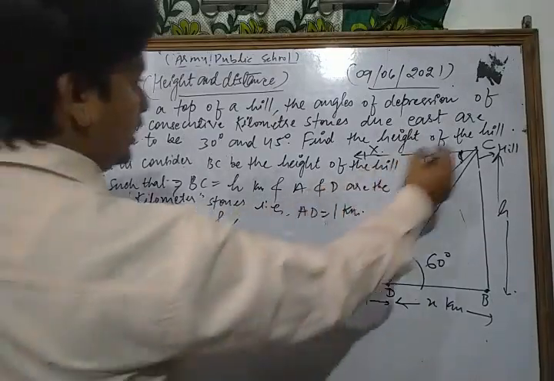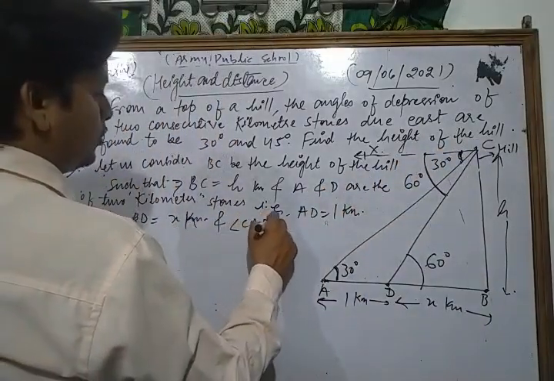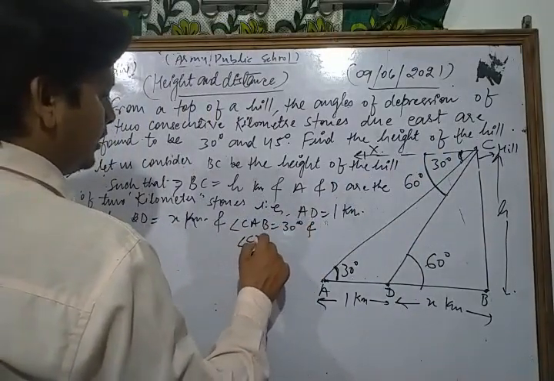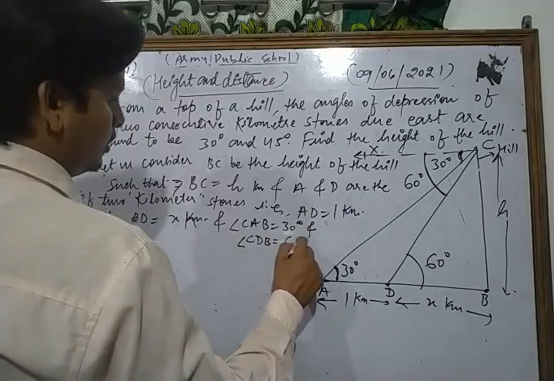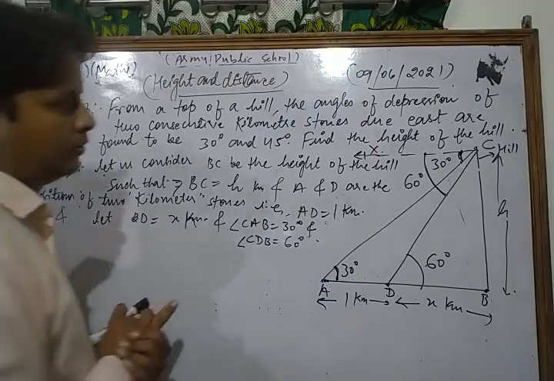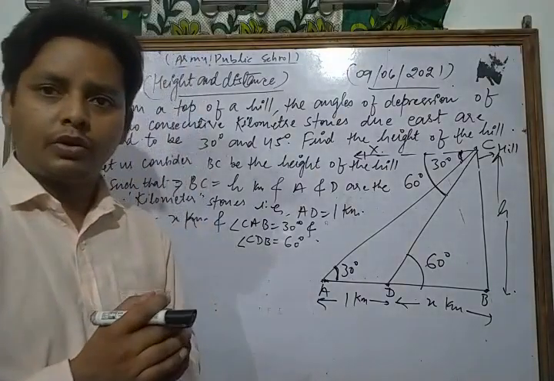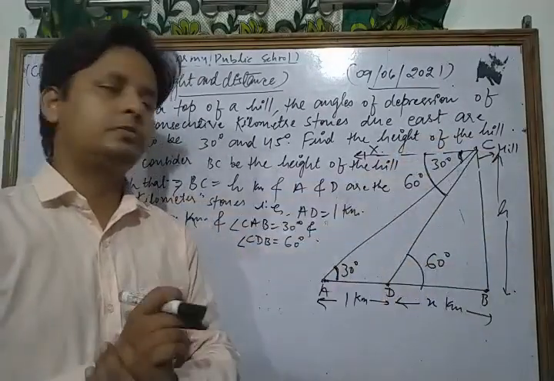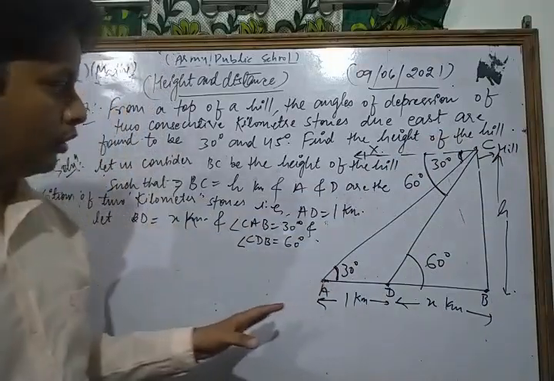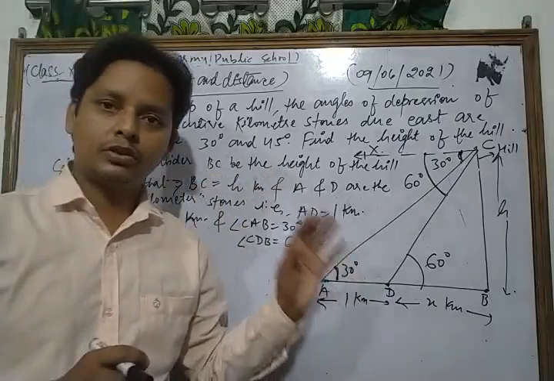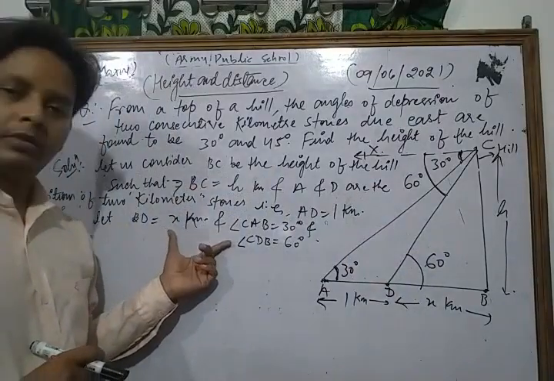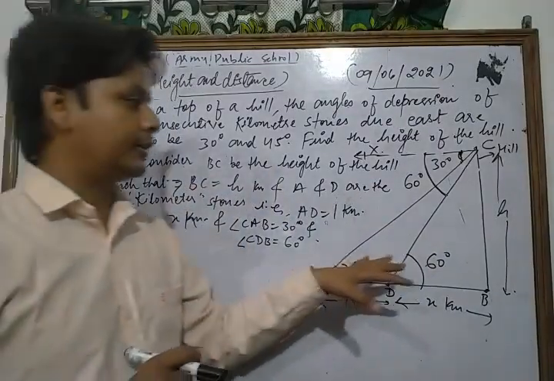Also, angle CAB is equal to 30 degrees, and angle CDB is equal to 60 degrees. Okay. Now, dear student, first of all we find the height of the hill, which is BC. In that type of question, first you draw the figure, and after that we write some important things related to that figure.